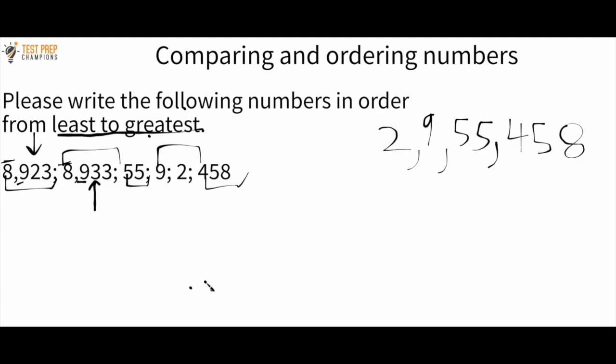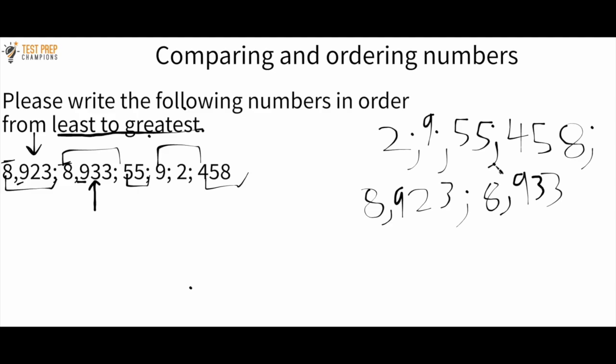So 8,933 is a bigger number. All right, so in correct order from least to greatest, we'd have 2,955, 8,458, and then we'd have 8,923, and then finally we'd have 8,933. So just 2 things I want you to remember here.